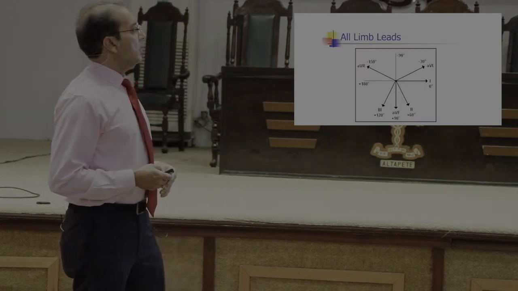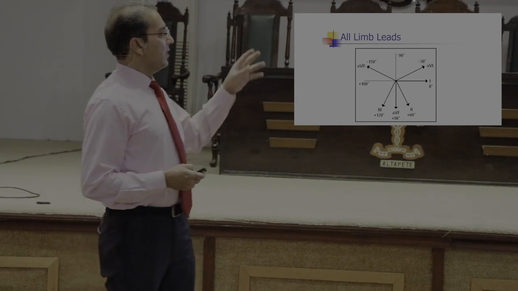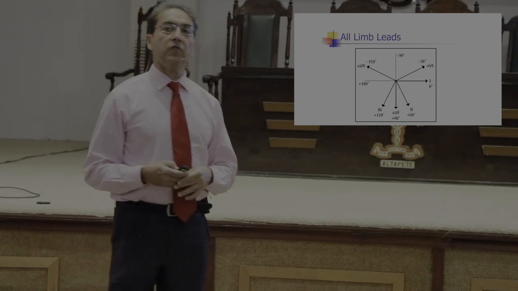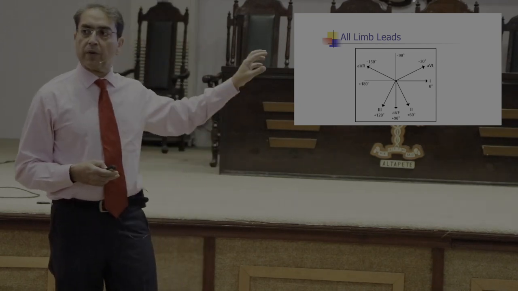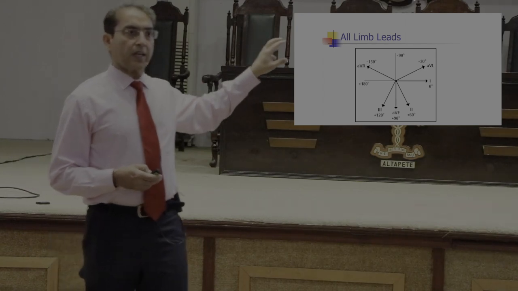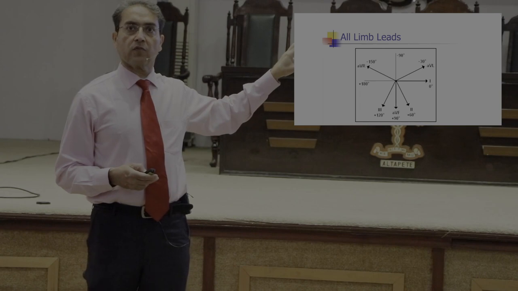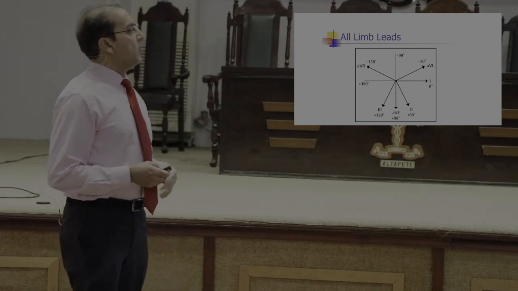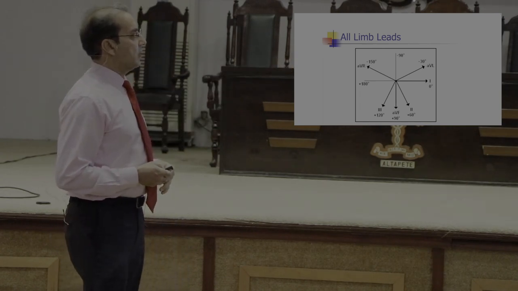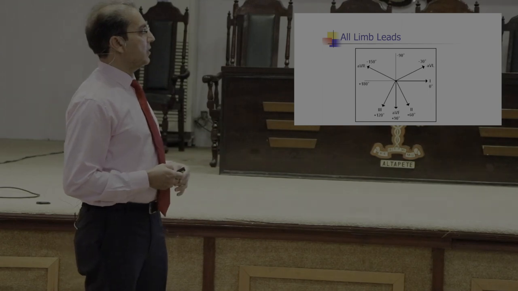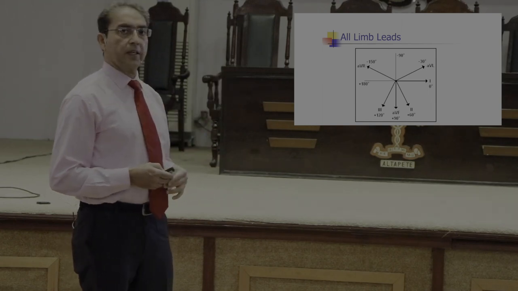Now, when you see the limb leads, these are the different directions in which the limb leads are present. You have to remember this because this direction is used in calculating the electrical axis of the heart. Lead 1 is horizontal, between 0 to 180 degrees. Lead 2 is at 60 degrees.